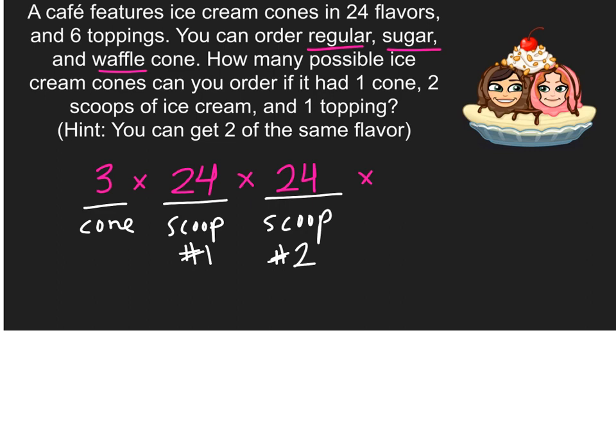And then I'm getting 1 topping. So topping. And let's see. 24 flavors and 6 toppings. Sorry, I had to find that up at the top. So there are 6 different toppings. Go ahead and use your calculator and let's see what you get.